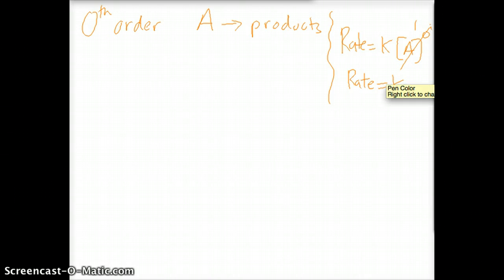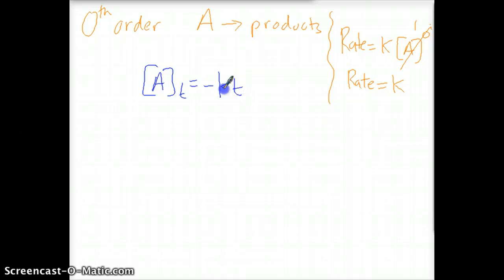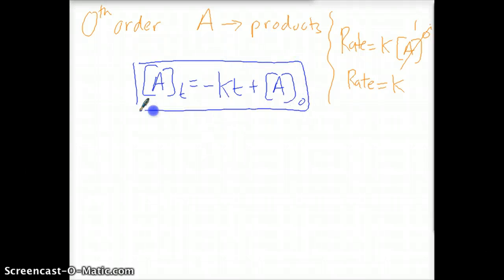Again, if we go through the same process as before, I'm not going to walk through it, you end up with an equation that looks like this: concentration of A sub T equals negative kt plus concentration of A sub naught. Again, remember, A sub naught means the initial concentration, and A sub T means the concentration at any given time.